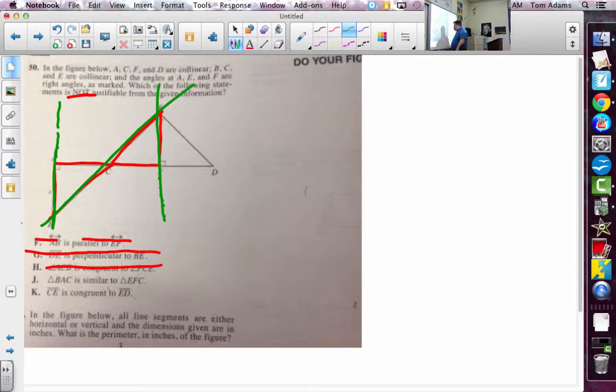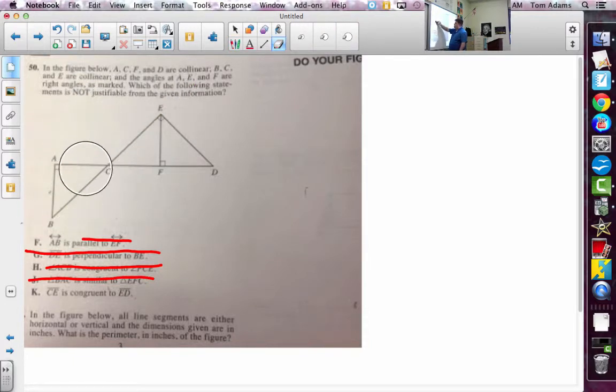Well, I know that this angle is congruent to this angle because they're vertical angles, right? I know that this is a 90-degree angle because it's perpendicular, and if it's perpendicular, it's a 90-degree angle, right? So that's two of the three, and these are alternate interior angles, which are also congruent, right? So I'm going to say that this is congruent with that. So I have all three angles the same, therefore this is justifiable. Remember, the question is asking us what is not justifiable.